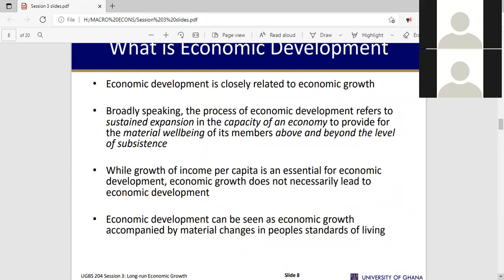If I want to put this mathematically, I would say that economic growth is a subset of economic development. So we'll take economic development as the broader picture, and economic growth will be a part of economic development. Now back to my question. Can there be economic growth without economic development?